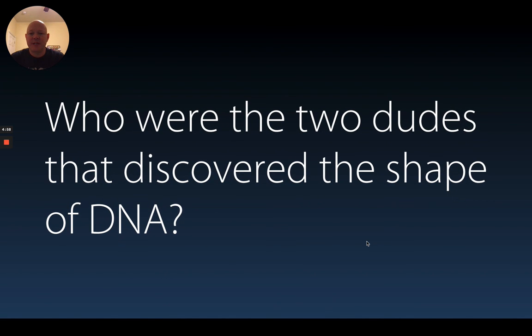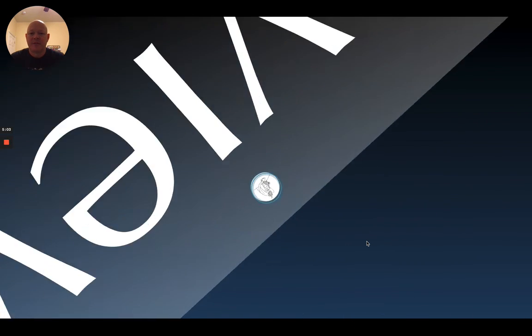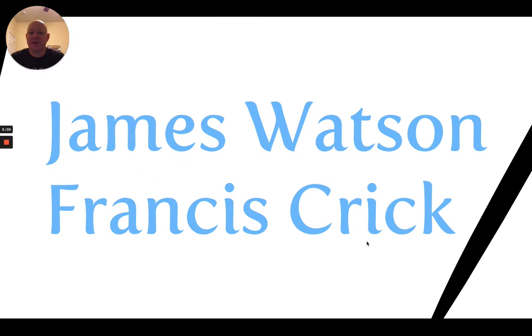Who are the two dudes that discovered the shape of DNA? They were the Englishmen James Watson and Francis Crick. Along with Rosalind Franklin, they discovered the shape and structure of DNA.